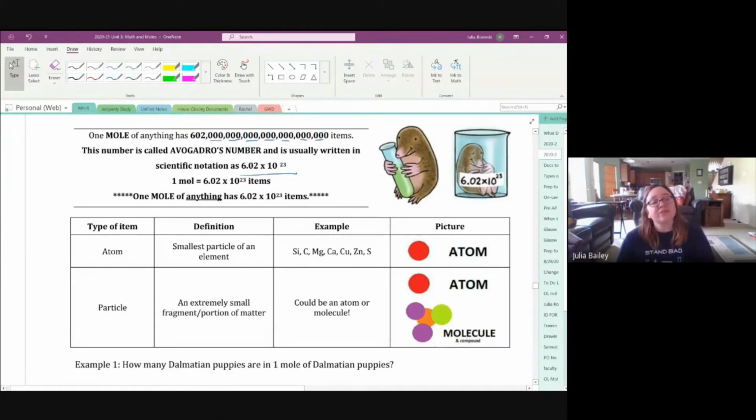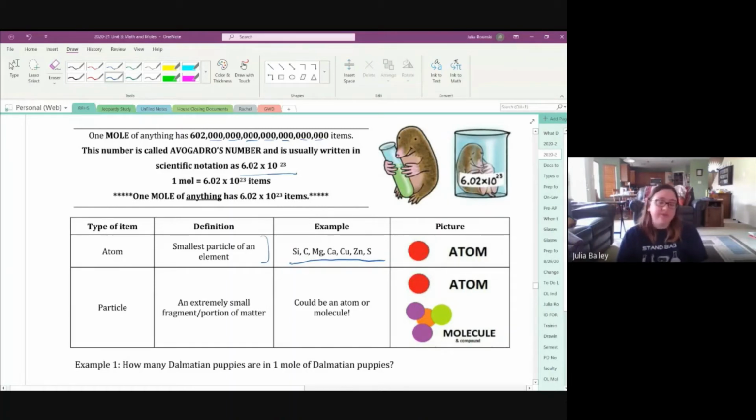So 1 mole of anything is 602 sextillion. That's 6.02 times 10 to the 23rd items. 1 mole of anything has 6.02 times 10 to the 23rd items, just like a dozen of anything is 12 items. We need to know the 2 basic types of items that we will be talking about in chemistry. We talk about atoms, which are the smallest particle of an element. A particle means a really small piece. For example, if you have just one of any of these elements, you have an atom. And then we also can use the word particle, which is a more generic term. A particle is any extremely small fragment or portion of matter.